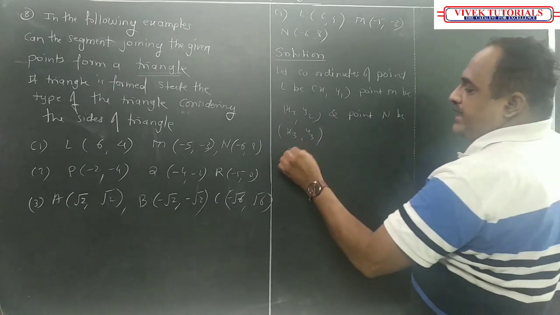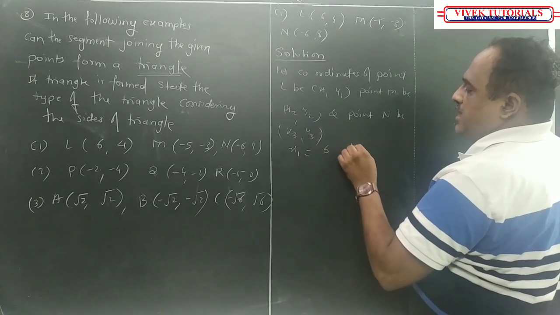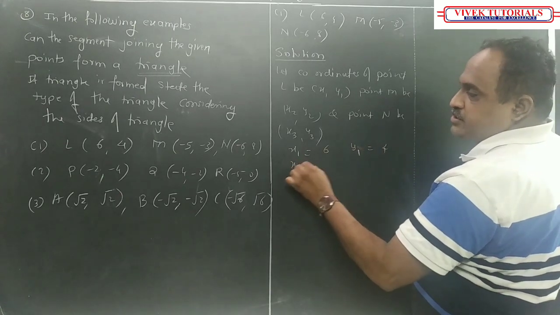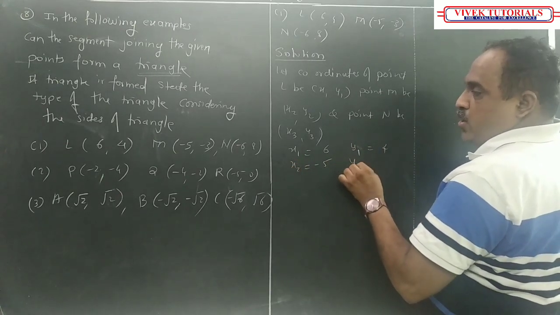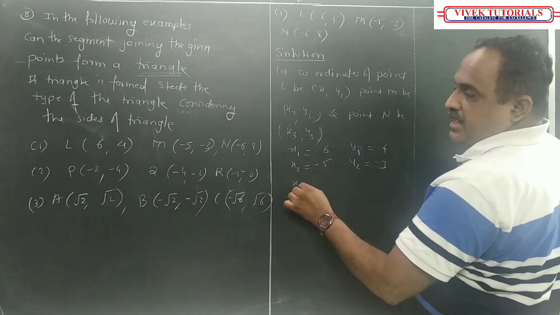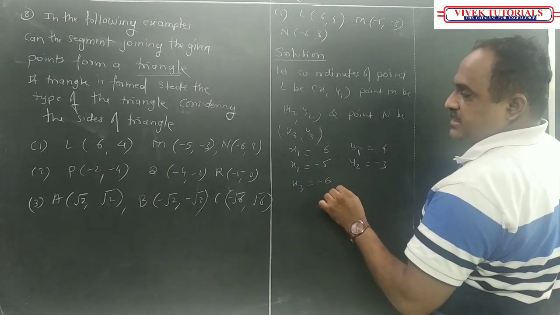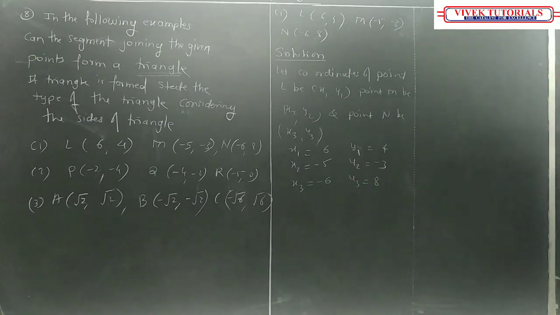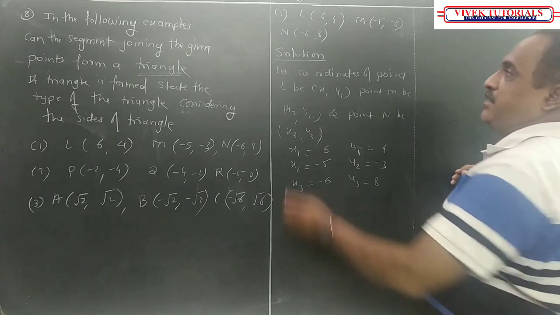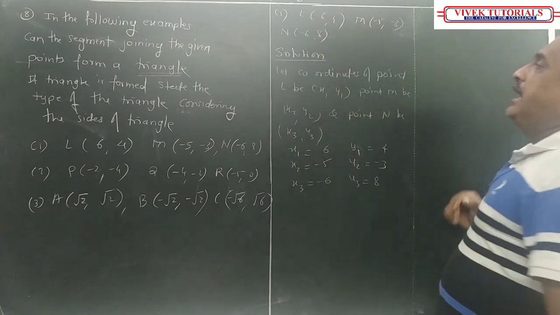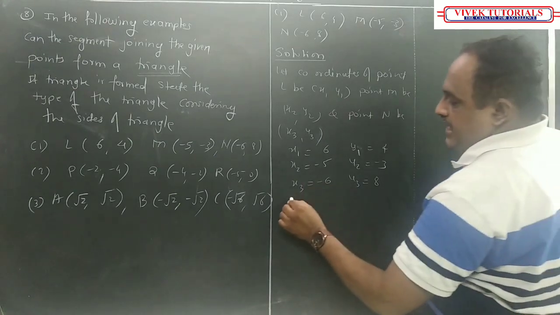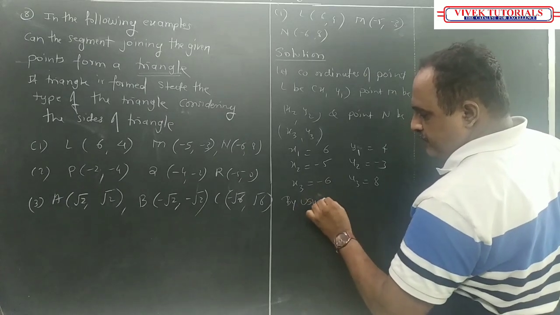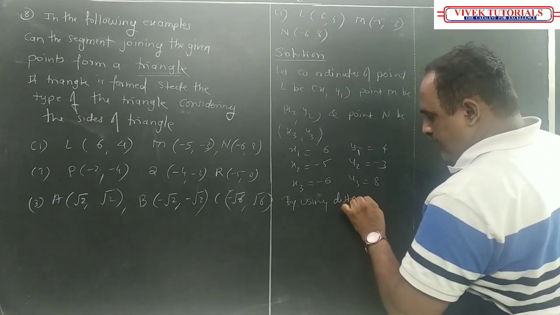So we know that x1 is equal to 6, y1 is equal to 4, x2 is equal to -5, y2 is equal to -3, x3 is equal to -6 and y3 is equal to 8. So we find out the length of all three segments. First we find out what? Length LM, by using the distance formula.